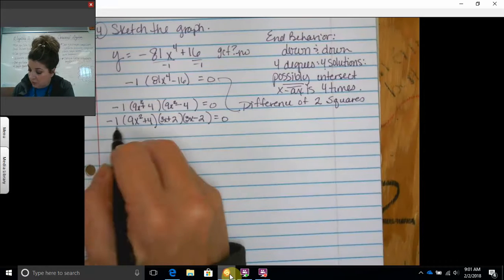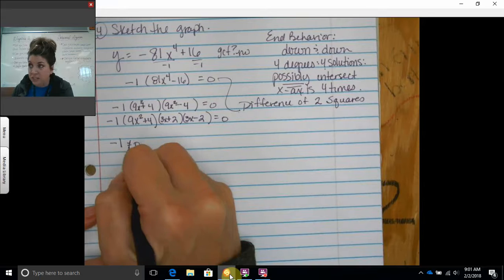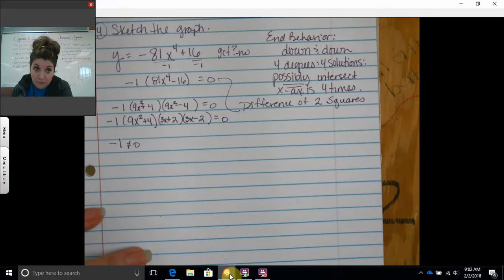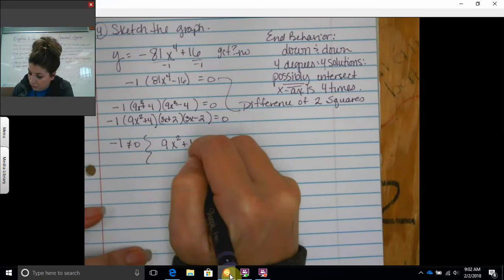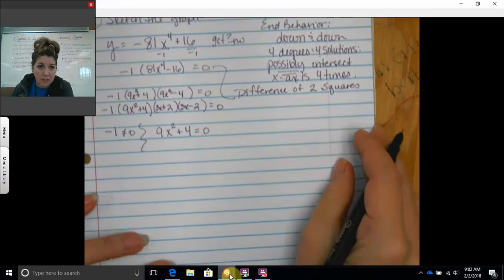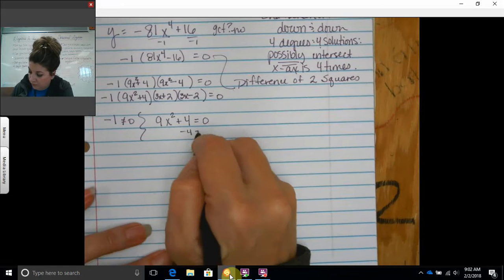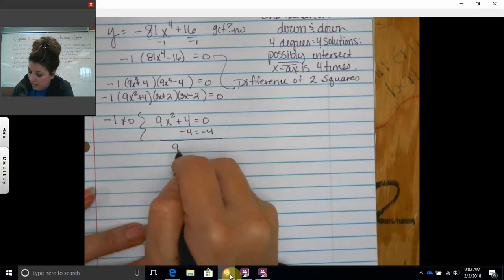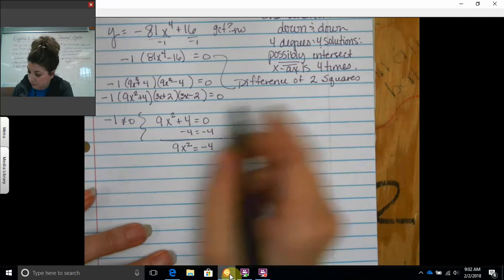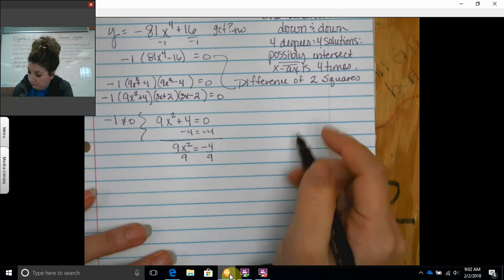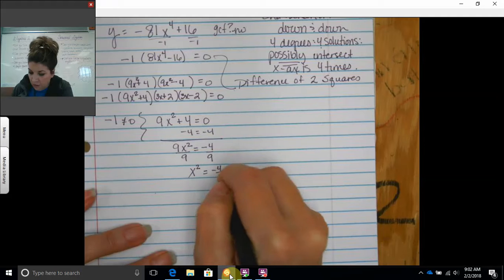Okay? Set each factor equal to 0. Can negative 1 equal 0? No. So it's a factor, but it is not a solution. Okay? 9x squared plus 4 equals 0. We're going to solve for x. So what should we do first? Subtract 4. So we have 9x squared equals negative 4. Divide by 9. x squared equals negative 4/9.